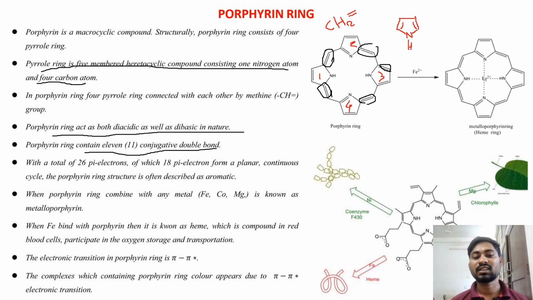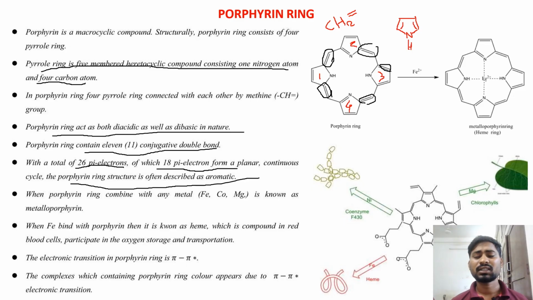So we can say it has 11 conjugated double bonds with a total of 26 pi electrons. They will ask these types of questions in CSIR NET, JAM and GATE. 26 pi electrons, of which 18 pi electrons form a planar system, and the remaining are in between. So the porphyrin ring structure is often described as aromatic. How can we say aromatic? Aromatic means it has extra stability.